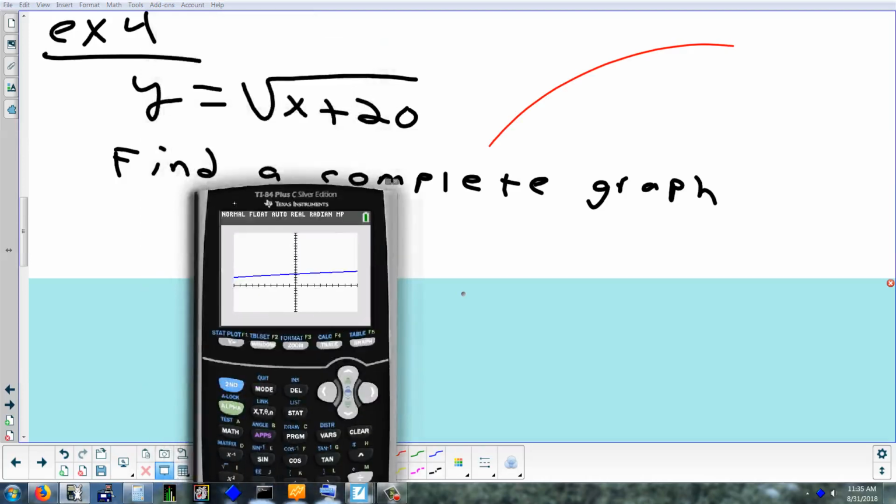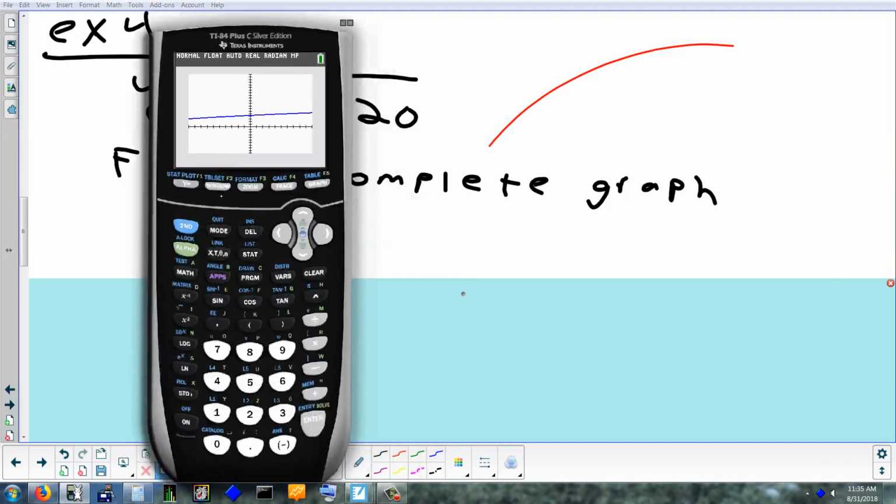What's the smallest value you could plug in for x and not be taking a negative square root? A 0 square root is okay. But what's the smallest value you could plug in for x? Negative 20. You can't go past negative 20. So let's set our window so we don't put it right on the edge of the screen. We can do negative 25, but we know we can't even go past negative 20. So let's hit graph now.